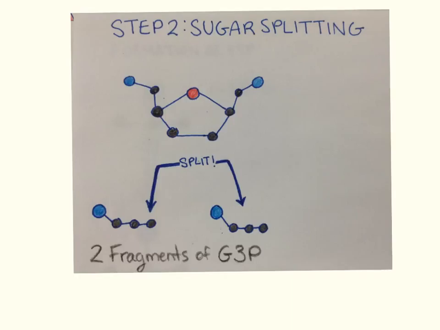Okay, so now our second step is the sugar splitting. So the fructose 1,6-bisphosphate is split into 2 separate fragments called G3P and DHAP. The DHAP is then converted into G3P. Therefore, this product makes 2 molecules of G3P. So here are the G3P molecules.